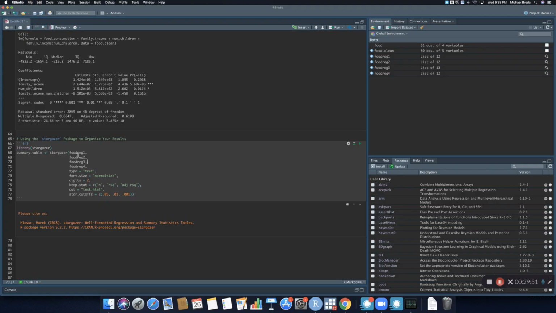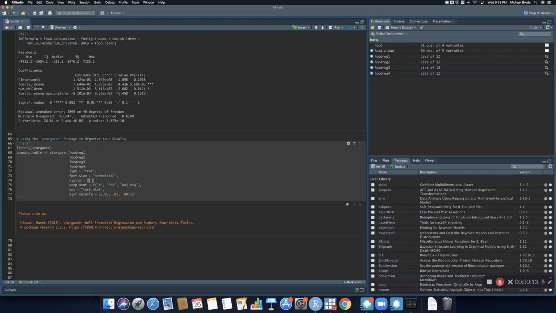And so I want to include in my summary food reg 1, food reg 2, 3, and 4. Those are the 4 models that I ran. And notice they're separated by commas. Type equals text, so this is going to pop out a table in text format right below. You can change the font size if you want. I have it at normal. You can make it smaller, larger.